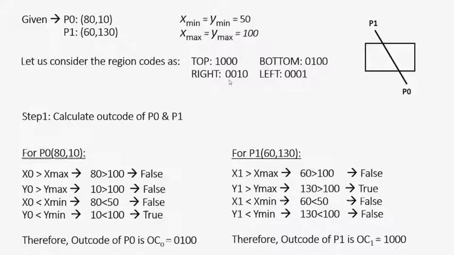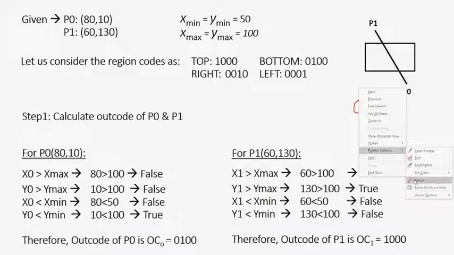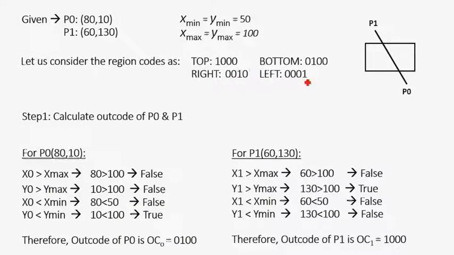You can go for a different region code also. For example, you can represent top first, then bottom, then left, and then right. There's no problem, but you have to stick to this bit representation throughout. I have stuck to top, then bottom, then right, and then left notation, and according to that I have assigned my region codes.